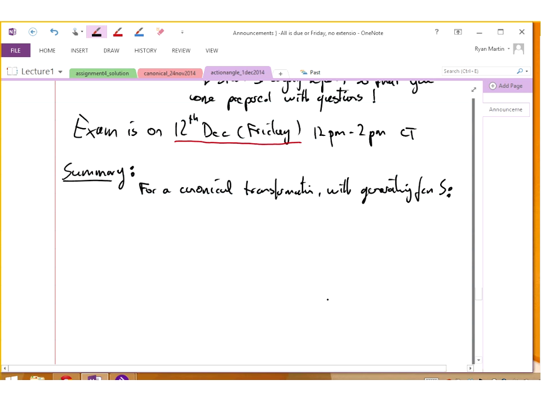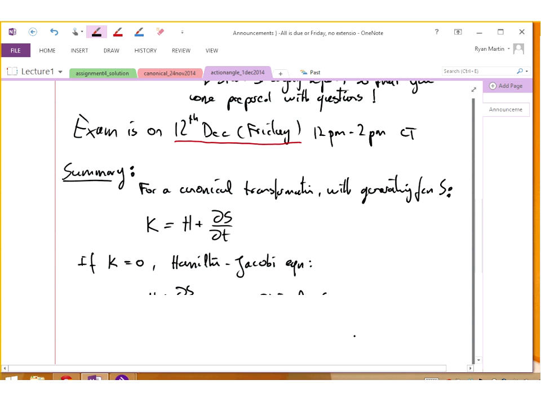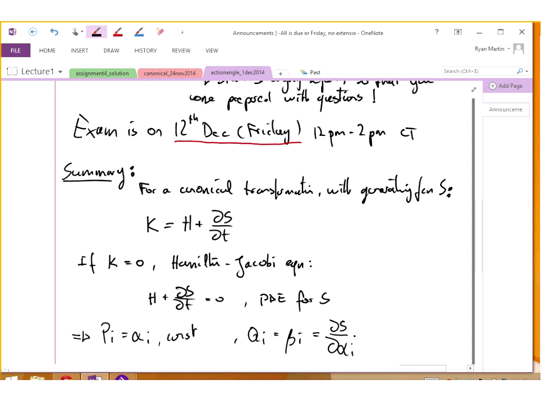And so we then have that the transformed momenta, the capital P_i, we set equal to alpha_i, which were constants, and then the capital Q_i we set equal to beta_i, again constants, since none of the canonical variables appear in the transformed Hamiltonian, and those were also given by ∂S/∂alpha_i. Okay, any questions about that?